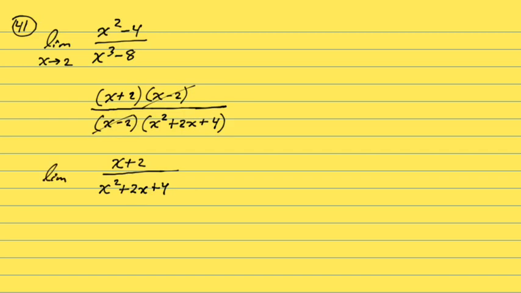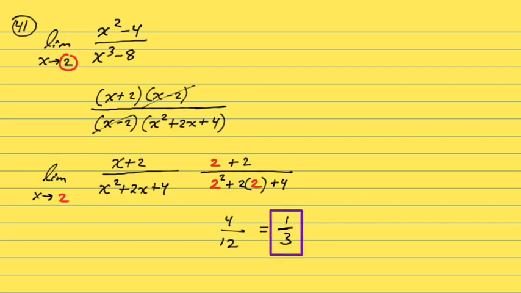And we want x to approach what value here? I think x is approaching 2. So now I should be able to put in a 2, 2, 2, 2, and you have x plus 2 over that plus 2 times that plus 4. So I think that's 4 over 12, which simplifies to 1/3.